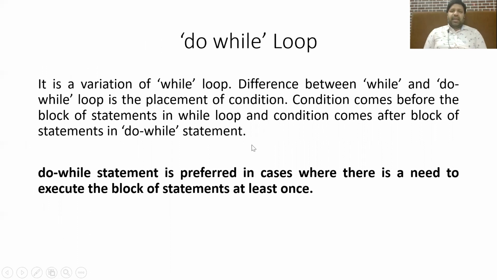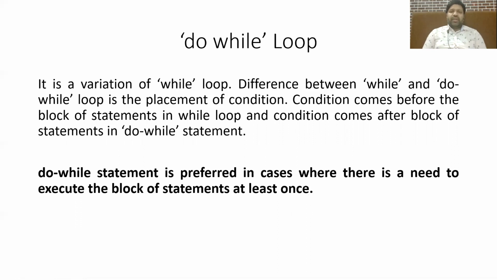The next is an exit controlled loop statement. The first two examples were of the entry controlled, and this is an example of exit control. What is the difference between the entry and exit? As I have already told you, in exit control, the condition comes after the group of compound statements. So that means the compound statements are executed first and then the condition is checked. So what impact does it have on the execution of the loop? As you can see at the bottom, it states that do while statement is preferred in cases when there is a need to execute the block of statements at least once.